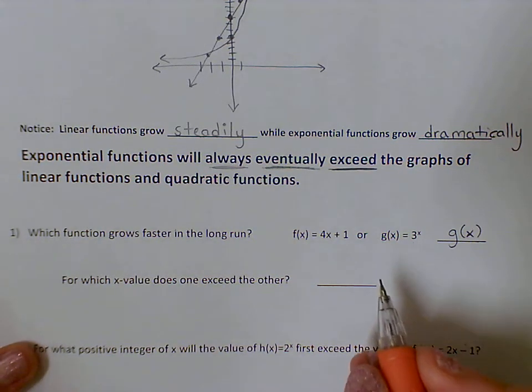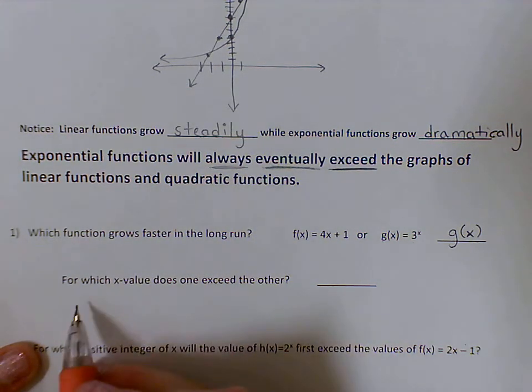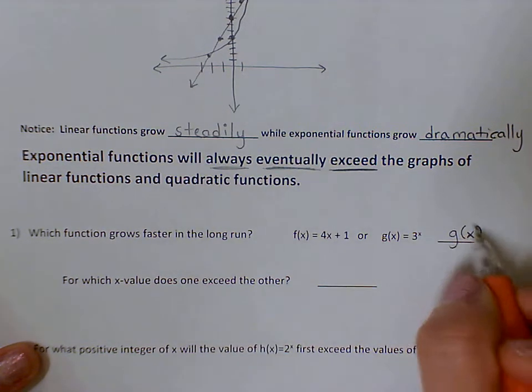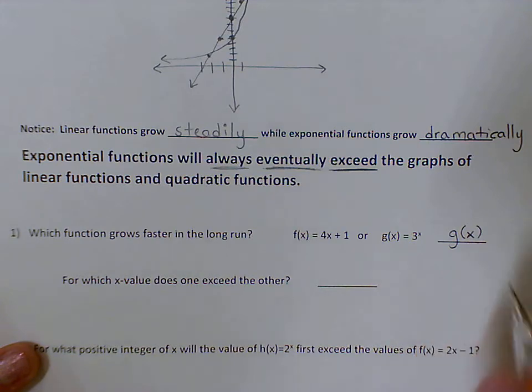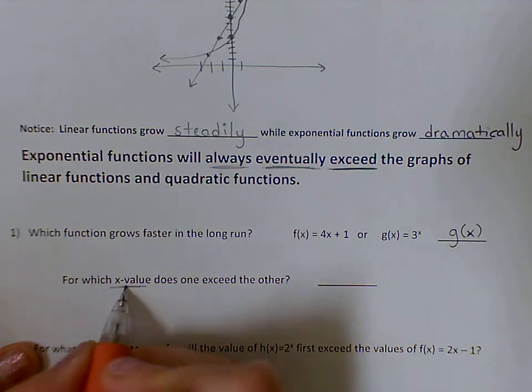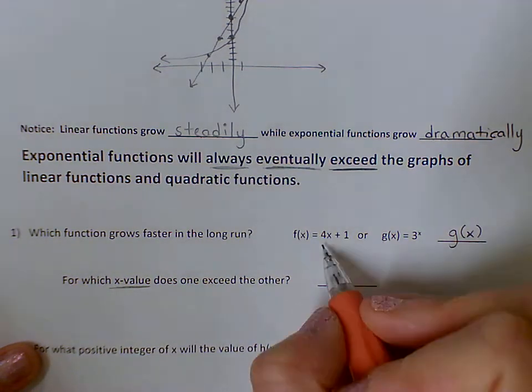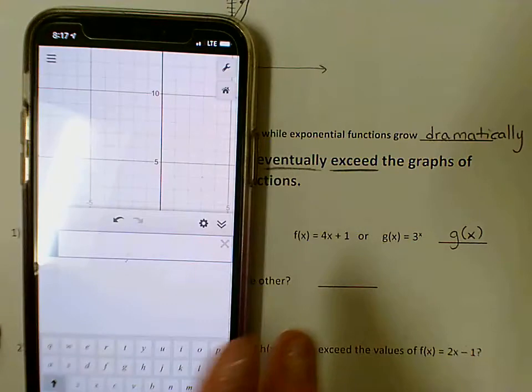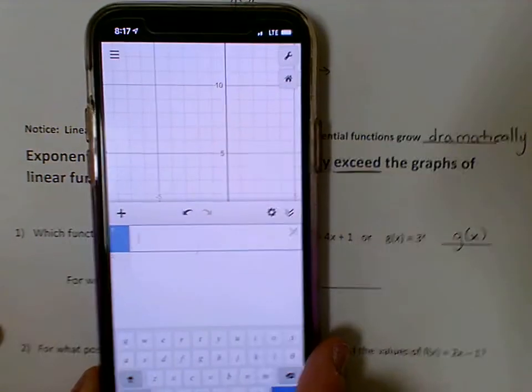Now, something else that they might ask you is something like this. It says, for which x value does one exceed the other? So in other words, since this is the one that's going to grow faster, what x value, so you're looking for the x value, does this one pass the other one? And so that's where you're going to actually graph it. You can sketch a graph, but that would be a little harder to tell. So what I would recommend is to graph these on Desmos. So you'd pull up the Desmos app and you would graph each one on Desmos.